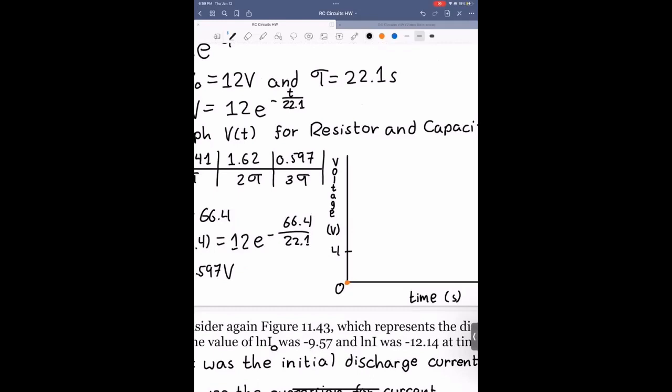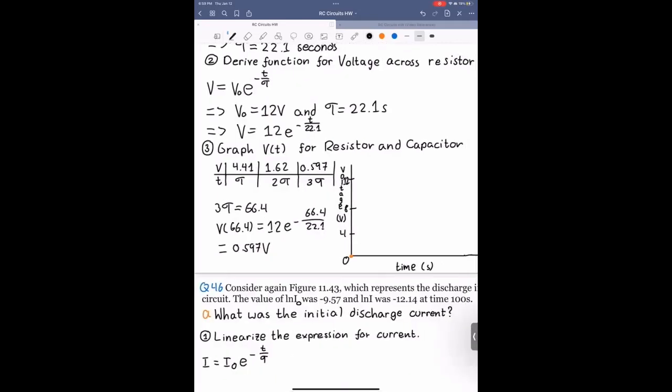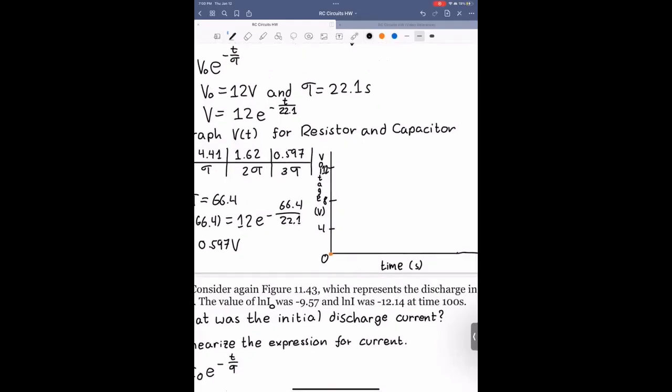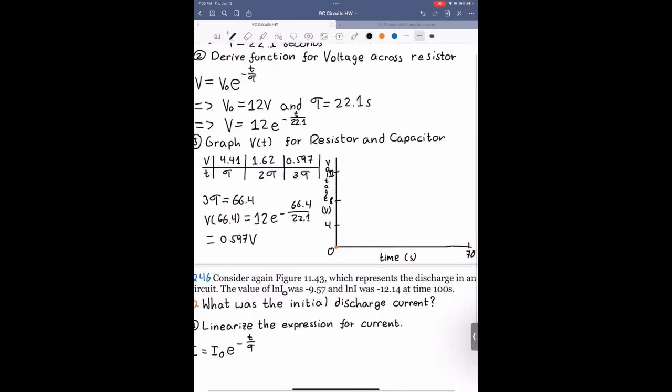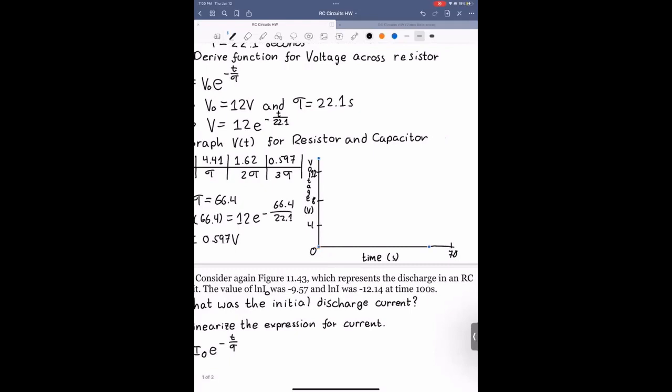If the problem doesn't specify how many sig figs they want you to write, always go with 3. Right, since the maximum voltage is 12, I'm going to divide this up into intervals of 4, the voltage that is, and I'm going to divide the time axis into intervals of tau, which is 22.1.